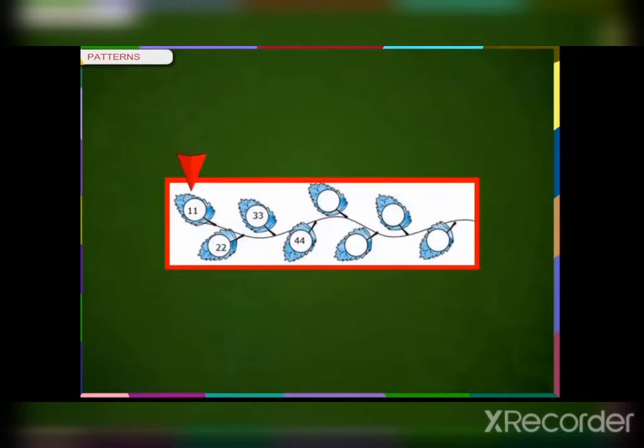Thereafter, every next number is the multiple of 11. So the rule is multiple of 11. Using the rule, the pattern will continue with numbers 55, 66, 77, and 88.